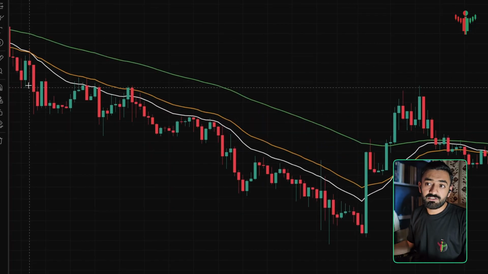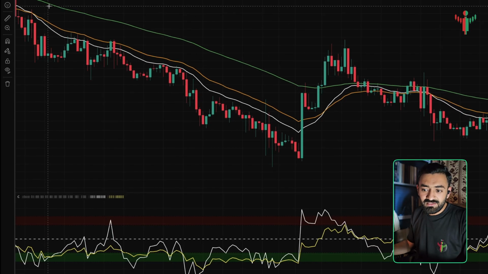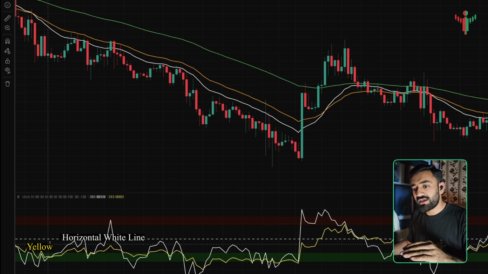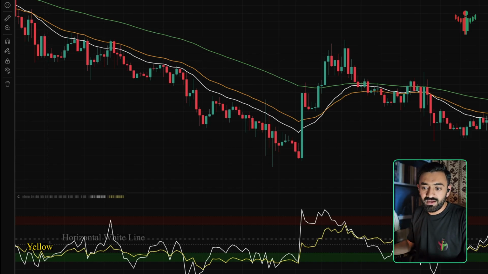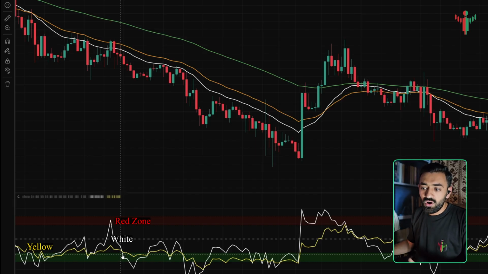The price must be below all these lines, the white line lower than yellow and the yellow lower than this green line. And this yellow line here in the CCI indicator must be lower than this horizontal white line. And once all these criteria are met, we will be looking for this white line to go up and touch this red zone. And now we will be waiting for this white line to go down and cross this yellow line. So on the crossing candle we will open a sell trade.